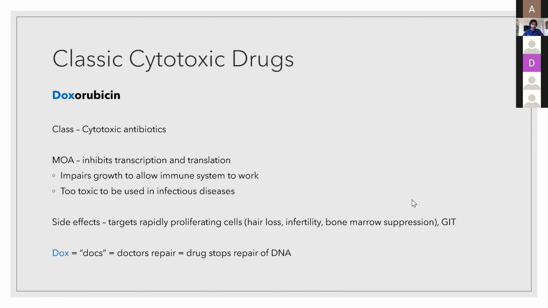Next is doxorubicin. It's a cytotoxic antibiotic. Essentially it inhibits transcription and translation in cancer cells. This impairs growth of it, and this allows the immune system to start compensating, starting to take down the cancer. It's a cytotoxic antibiotic, but it's too toxic to be used in infectious disease. Our side effects are essentially the same, but with some gastrointestinal disturbances like vomiting or diarrhea. And from the name, dox sounds like docs, doctors repair. So the drug stops the repair of DNA, inhibits transcription and translation.